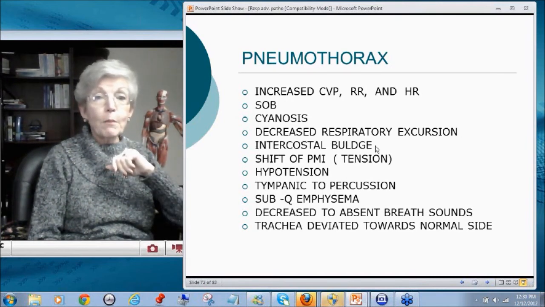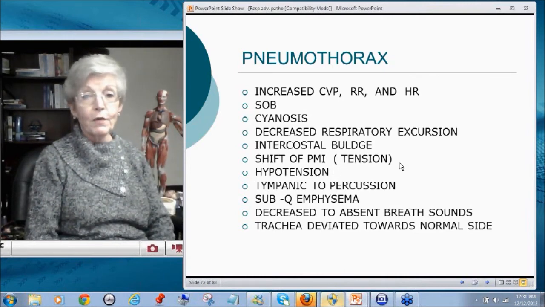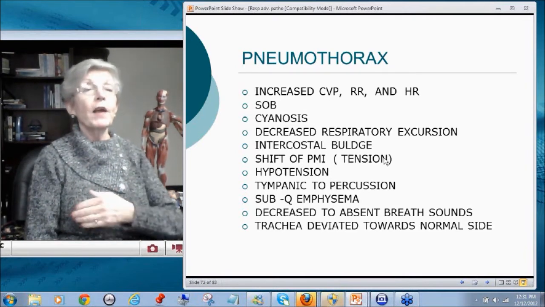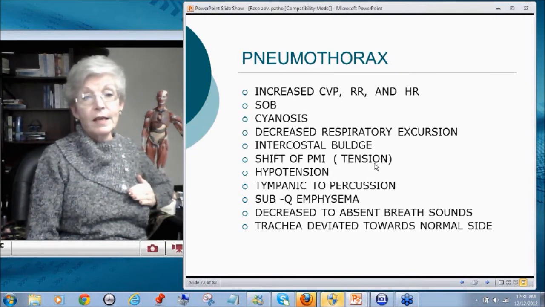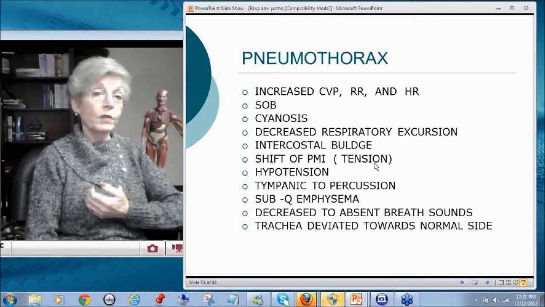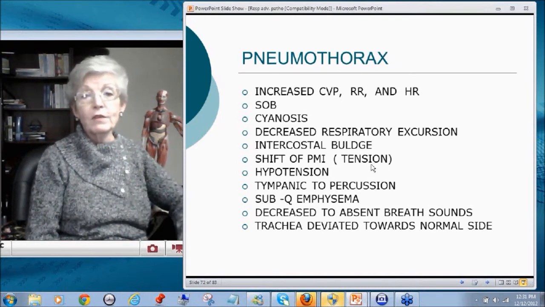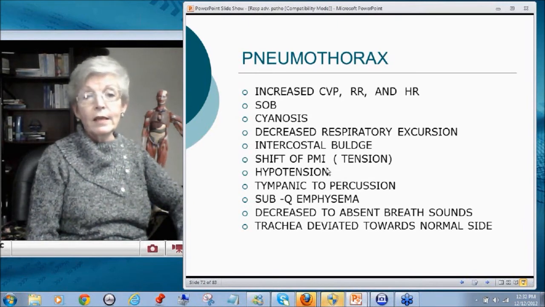We see intercostal bulging. Another thing that we might see in a tension pneumothorax is the shift of the PMI towards the normal side, so that as the affected side is collapsing, for example, if my left side was collapsing, it's going to start compressing against my heart and moving my heart more towards the right. So I would have a shift of the PMI to the right. Obviously, if you're impeding venous return and you're having a compression now of your heart as well, severe hypotension.